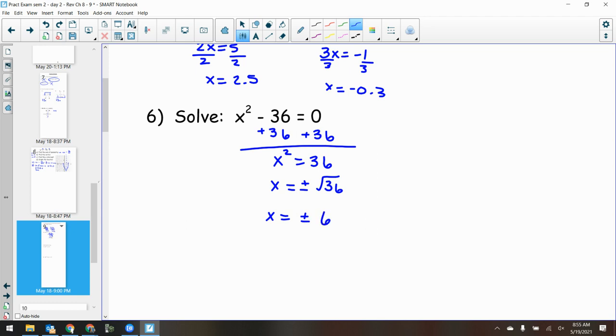Now, remember what that means. What does that plus or minus actually mean? That means that positive 6 is an answer, or negative 6 is an answer. For any equation, I should be able to plug in my answer, right? So positive 6, does positive 6 work? Yeah, 6 squared is 36, minus 36 gets us back to 0. Does negative 6 work? Yes, because when I square negative 6, I get back to positive 36, minus 36 is 0. Okay, so that's the solving by square root method. That's the first method.